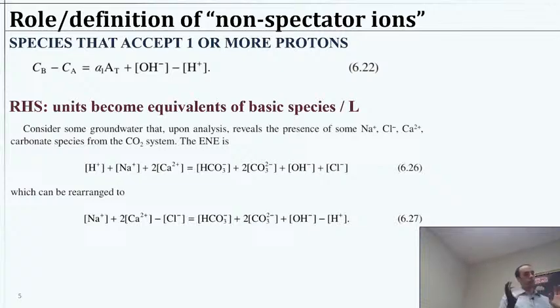So if we just start with the electroneutrality equation for this groundwater, it's got sodium, chloride, calcium, and CO2. On the left-hand side, we'll start with the cations and then the anions on the right, and then we're going to rearrange it. So we had H+, Na+, and because we're doing the charge, we have 2 charges per calcium multiplied by the calcium concentration, right? And on the right side, we have bicarbonate, 2 times the carbonate, same reason, OH minus and Cl minus. So we can rearrange this into the same format.